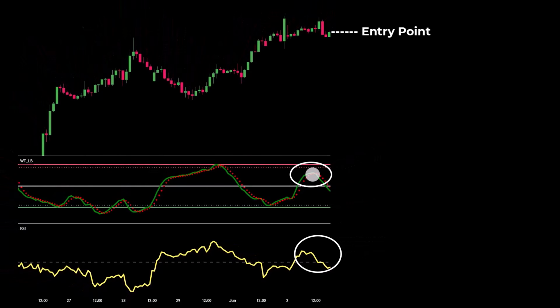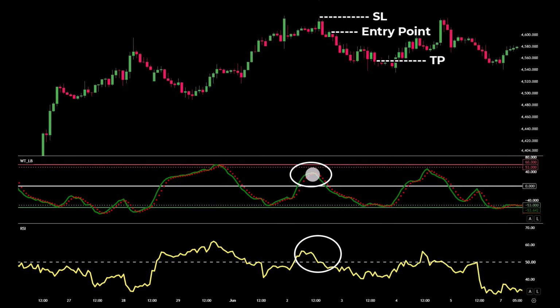We enter our short position right here. For safety, we place our stop loss just above the recent swing high. And again, we aim for a clean 1 to 1.5 risk to reward ratio. As you watch the chart, the price drops down and hits our target perfectly.